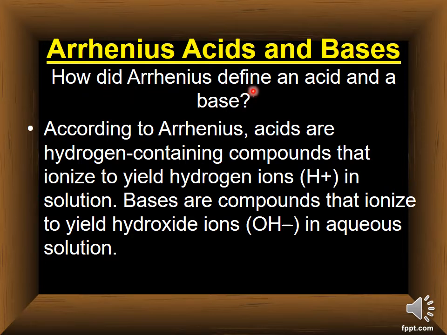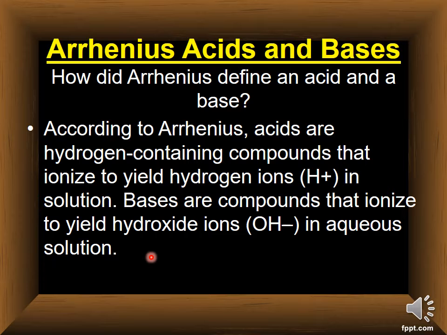How did Arrhenius define an acid and a base? According to Arrhenius, acids are hydrogen-containing compounds that ionize to yield hydrogen ion, H positive ion, in solution. Bases are compounds that ionize to yield hydroxide ion or hydroxyl ion, OH negative ion, in an aqueous solution.